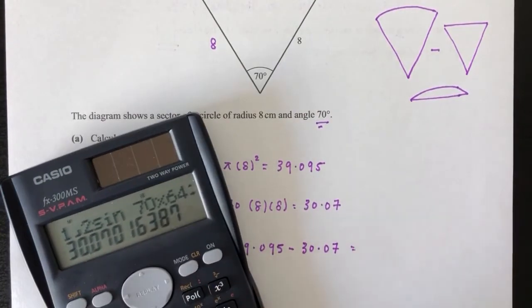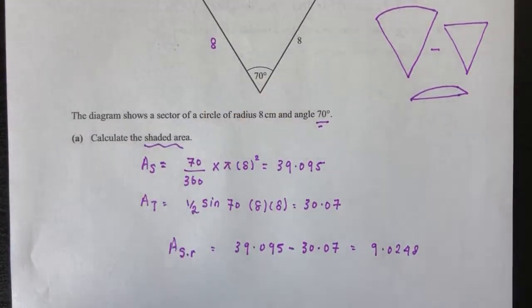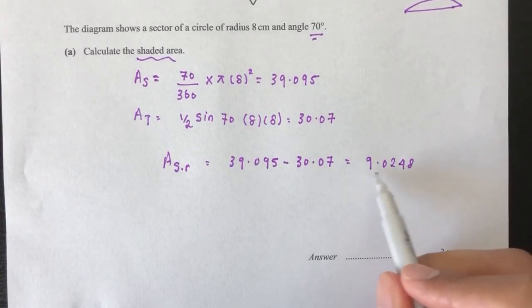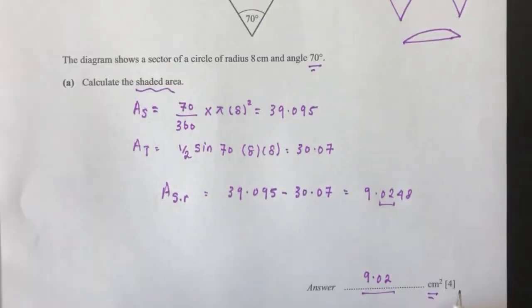So let's do this. 39.095 minus the answer, that will be 9.0248. So I took the answer to 2 decimal places, that will be 9.02. That will be your answer for part A.